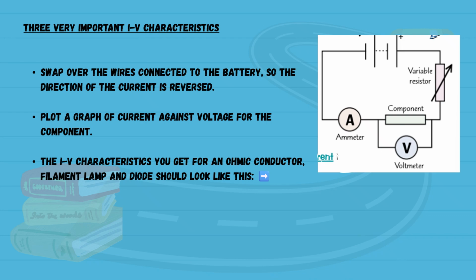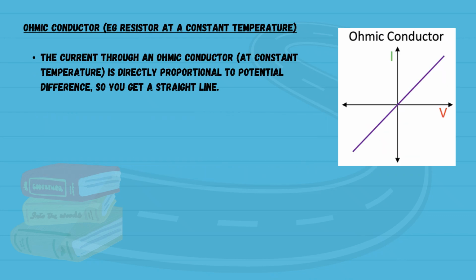The IV characteristics you get for an ohmic conductor, filament lamp and diode should look like this. Ohmic conductor, for example, a resistor at a constant temperature. The current through an ohmic conductor at constant temperature is directly proportional to potential difference, so you get a straight line, as you can see on the graph.